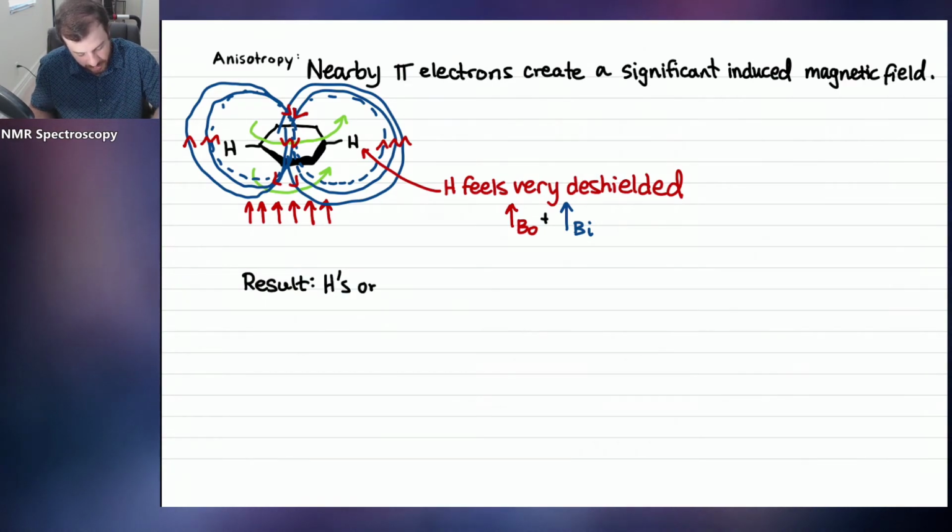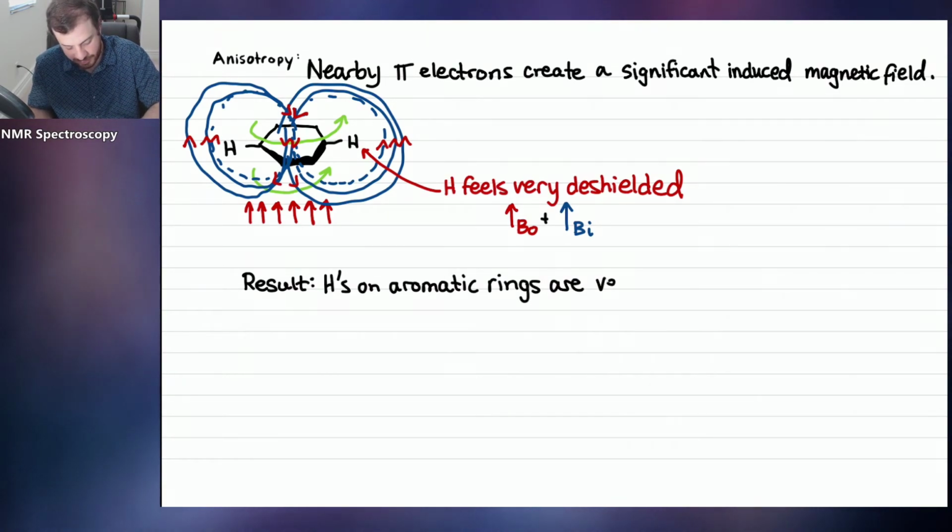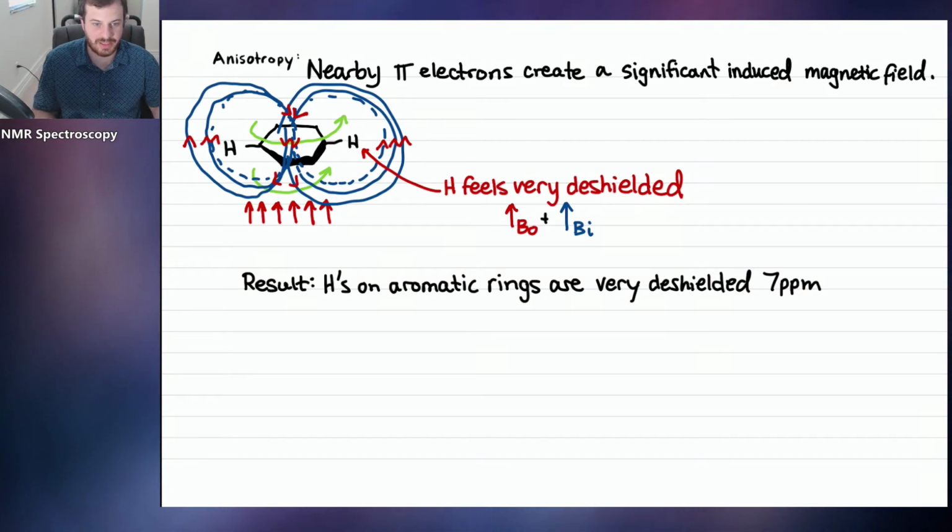H's on aromatic rings are very deshielded. More than you might expect. They show up around 7 ppm. So that's pretty surprising. Normally, you would expect something to be around 7 ppm if it had a lot of fluorines attached to it or something. It had a lot of electronegative atoms nearby. But in benzene, there's no electronegative atoms, but yet it's still at almost close to 10 ppm. That means it's very deshielded, but it's not due to an inductive effect. It's due to the anisotropy effect.